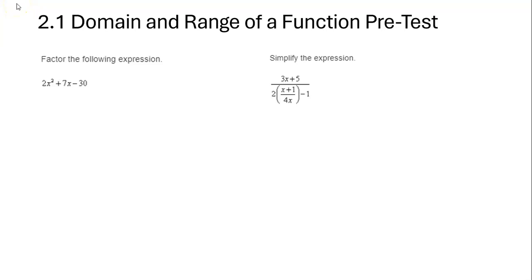Hello, this is Mrs. Ross, and this is 2.1 Domain and Range of a Function Pretest. I highly suggest you try and do this on your own and then come back to see how I've worked it out. So first problem, factor the following expression.